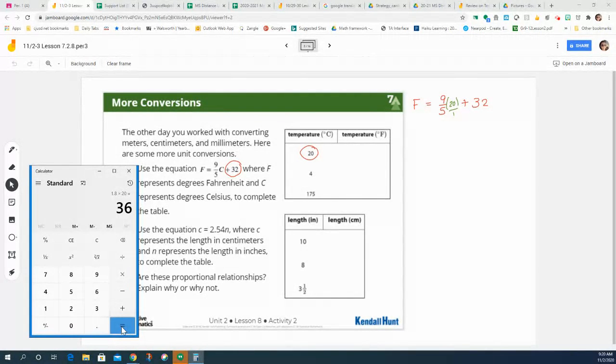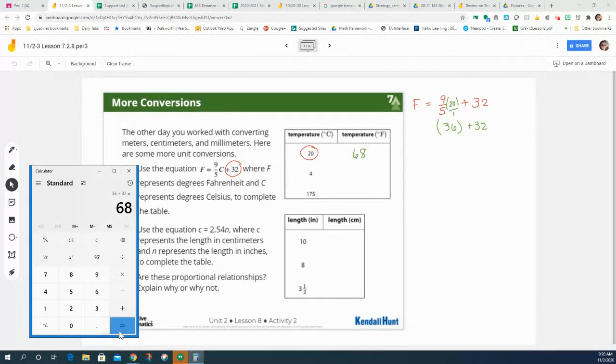So what that means is this amount is equal to 36. And then we add the 32, so plus 32. That means our temperature in F is 68 degrees when it's 20 degrees Celsius.